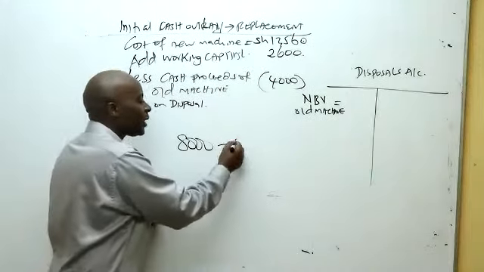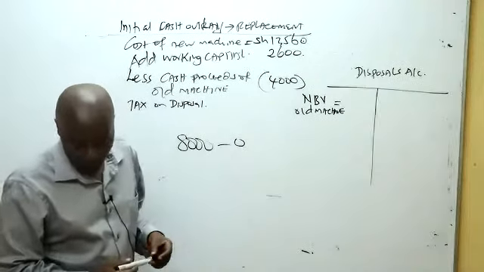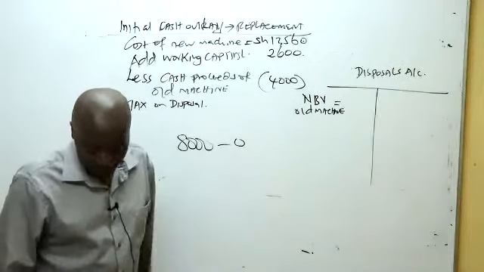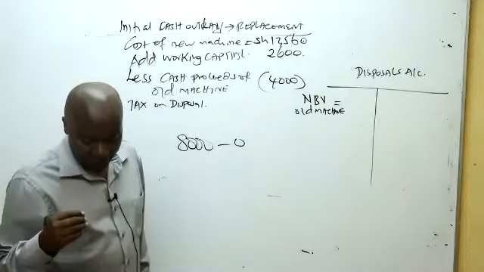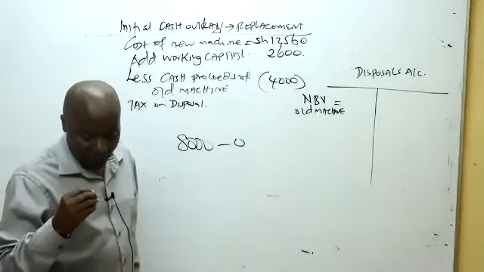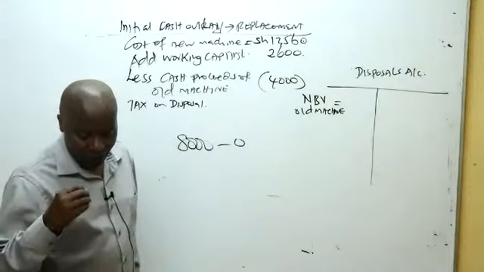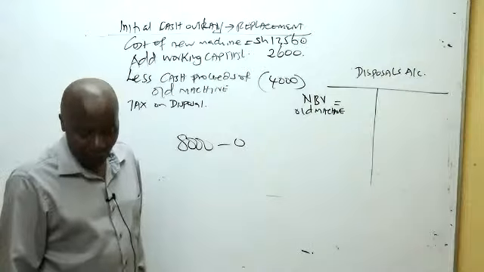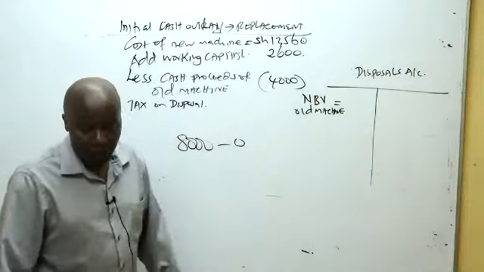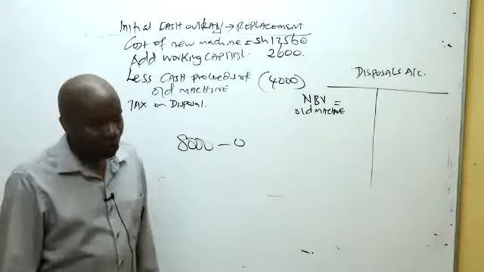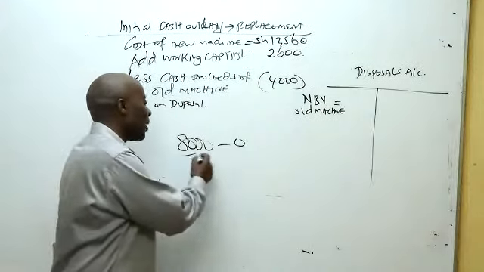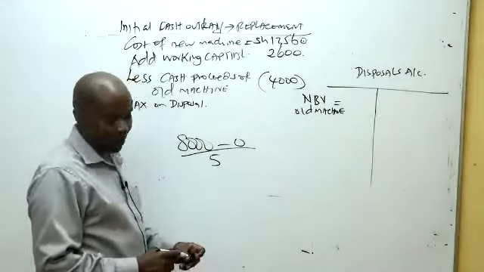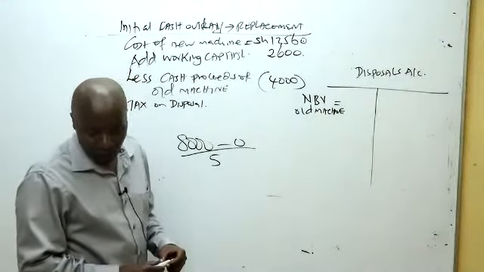We are told in this case here, the old machine does not have any scrap value. If you read that question very well, the third sentence of the first paragraph says the existing machine was estimated to have a useful life of 5 years ago with no salvage value. So it doesn't have any salvage value. Divided by 5 years. Could you kindly give me this figure? This is depreciation per annum.